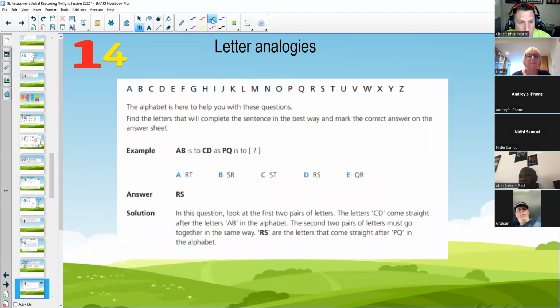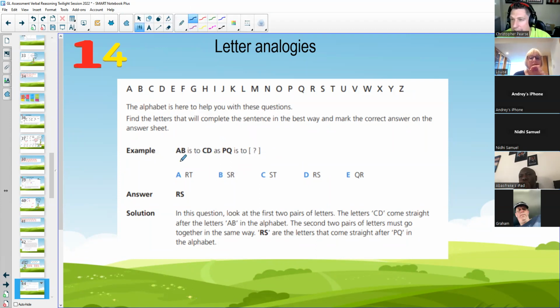So if I just bracket it out a little bit, AB is to CD, we've got to understand what the relationship is there, and then that will allow us to understand what relationship we need to create on the second pair. I'm going to whiz through this fairly quickly, just to show you how the jottings might look.